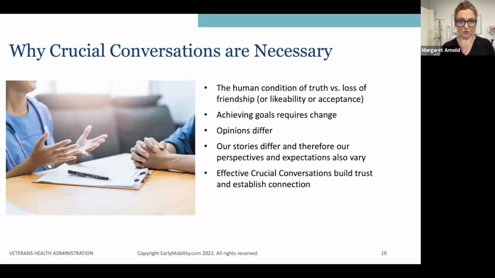Think about weight loss goals. You can't lose weight if you don't change your eating habits. You can't get in shape and healthier if you don't change your exercise habits. But change is hard. Crucial conversations are necessary because opinions differ. Our stories differ. Our perspectives and expectations are different. But if we master this skill, crucial conversations can build trust and establish connection and build your team.